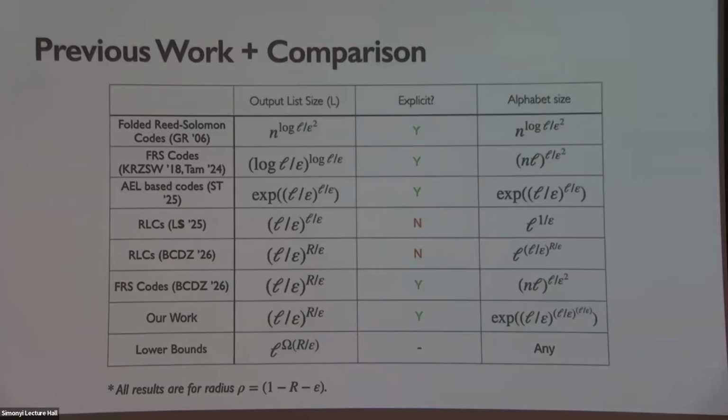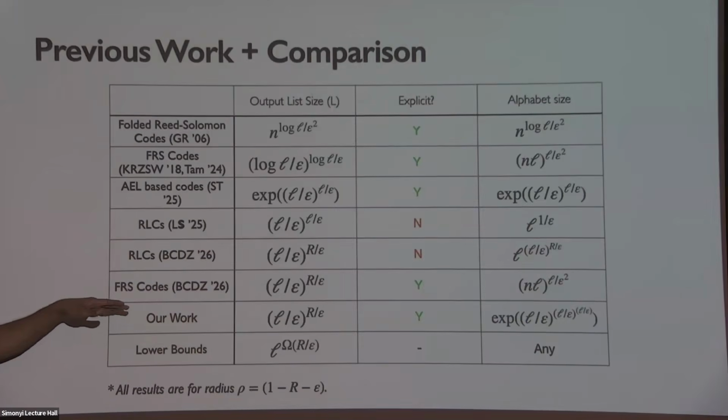A random linear code is one where the generator matrix is chosen with entries uniformly at random, independently of one another. So for RLCs, you get this better output list size. We showed that with constant alphabet size. Then this was improved more recently, and because of the techniques, they were able to transfer this output list size to explicit codes, specifically folded Reed-Solomon codes. And in our work, we were able to transfer this output list size to our explicit constructions as well.